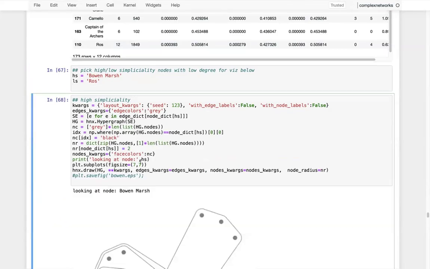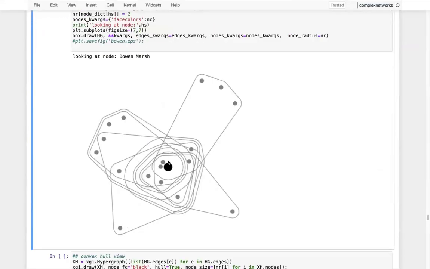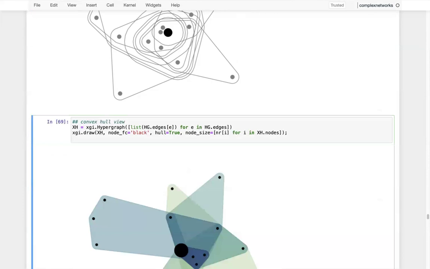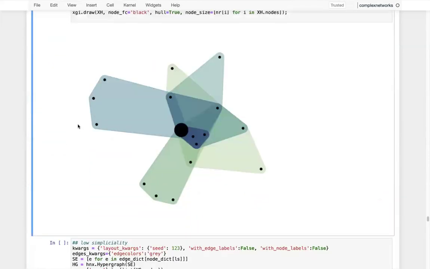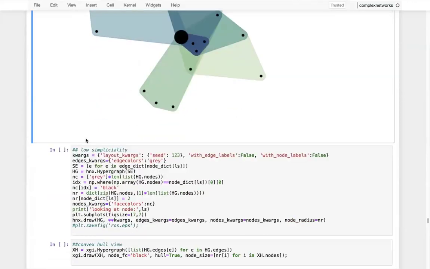So with high simpliciality, and this is just drawing, the node itself is here, and then we're just drawing all the edges involving that particular node. And you can see there's a lot of overlap happening between the edges, thus the high simpliciality. Another way, if you use XGI, you can use the convex hull view. You might prefer that. Again, you can see there's lots of overlap.